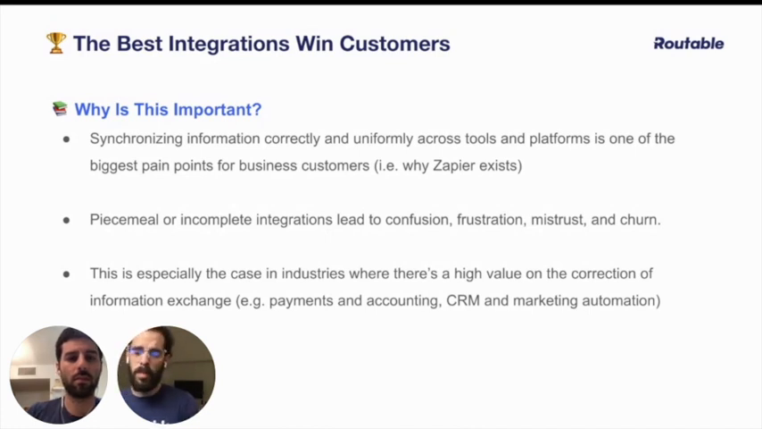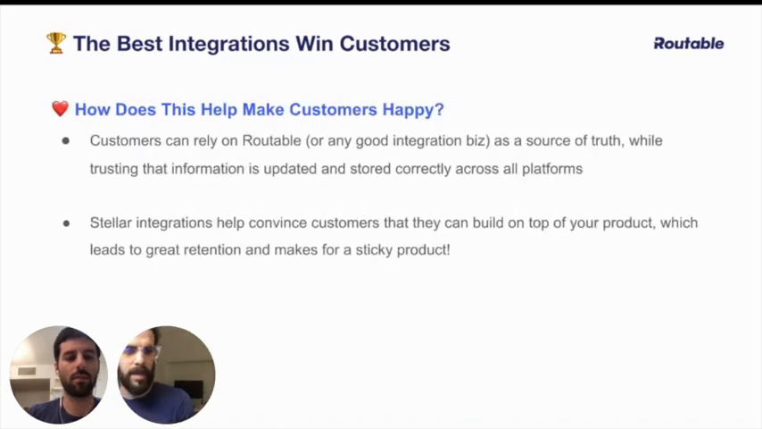And this is really important in industries that are around high volume payments. So if you think about food delivery, insurance payments, even sending payments to artists on Spotify and stuff like that, it is critical when you're sending data between an ERP, a business tool, and your own platform for that data to be always in sync. This also makes our customers happy because they know they can build on top of our platform. At the end of the day, the best integrations win customers.